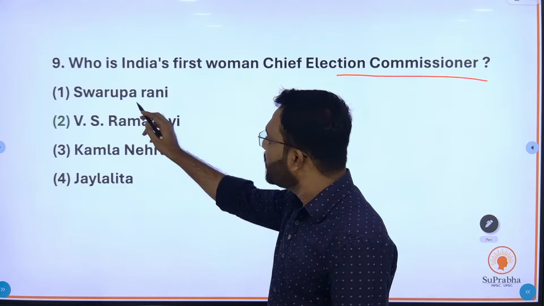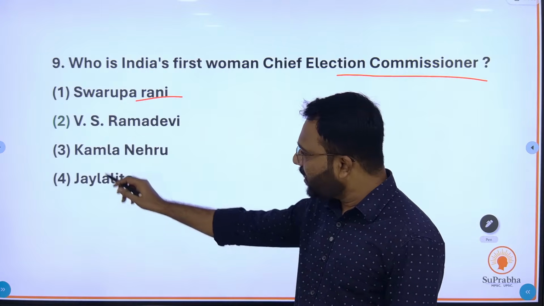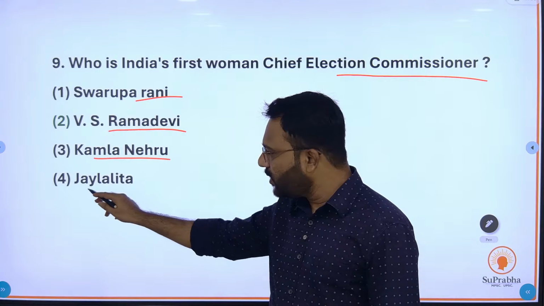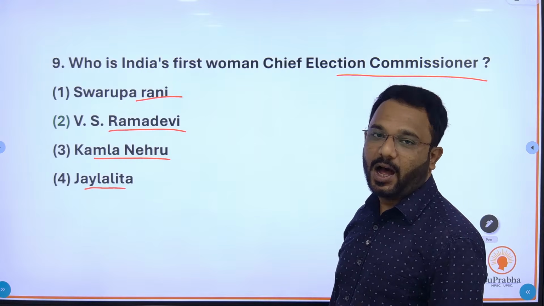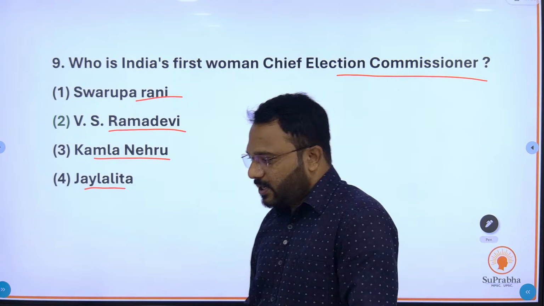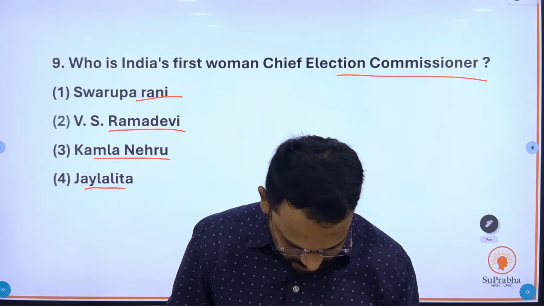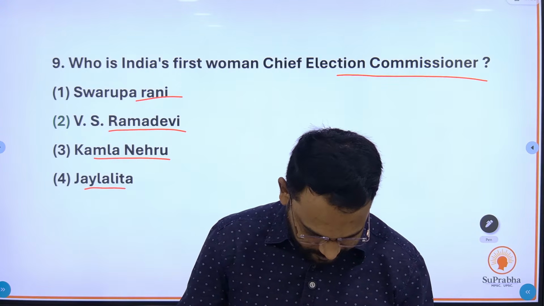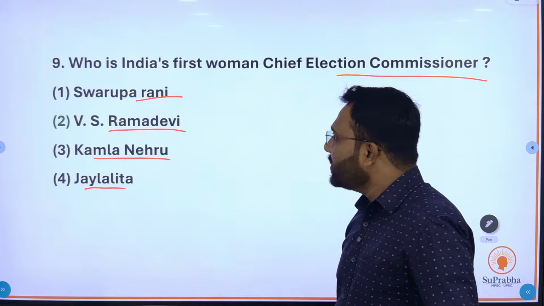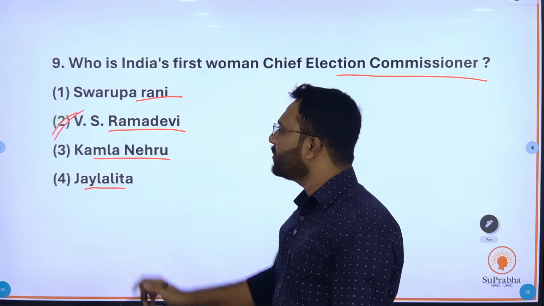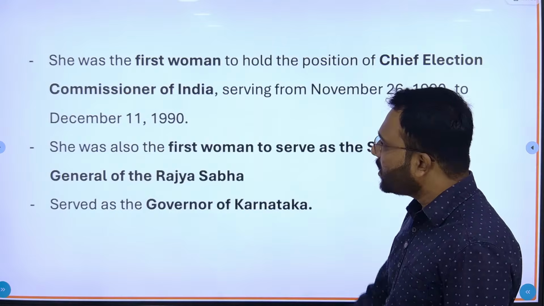First option is Swarupa Rani, second is V.S. Ramadevi, third is Kamala Nehru, and fourth is Jay Lalita. चला सांगा उत्तर लवकर. काय आहे राईट आन्सर? राईट आन्सर इज सेकंड ऑप्शन V.S. Ramadevi. ओके, यांच्याबद्दल पण जाणून घेऊ.